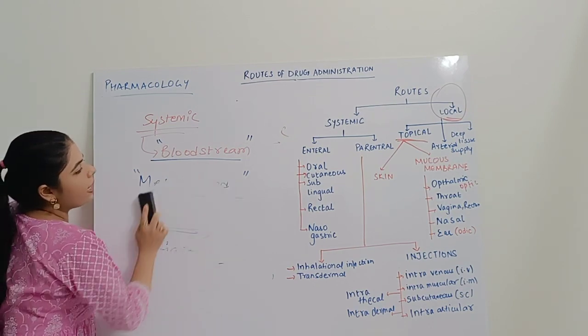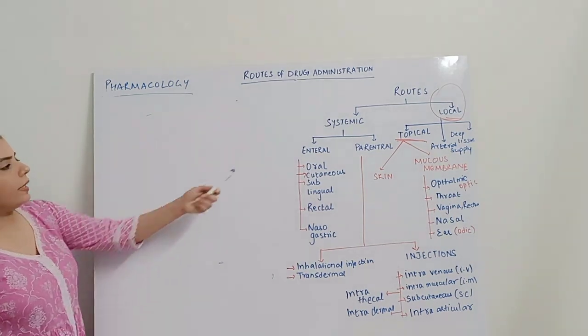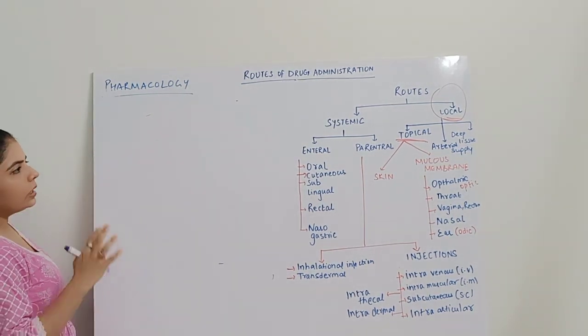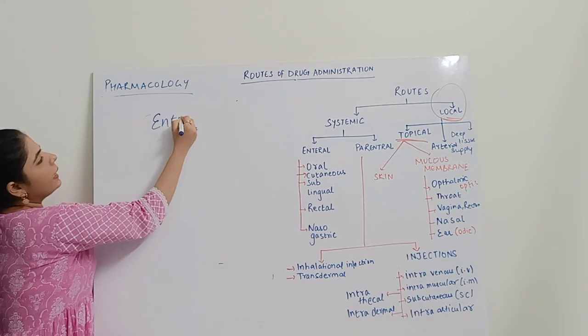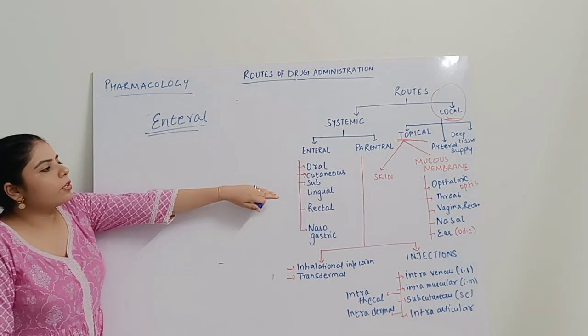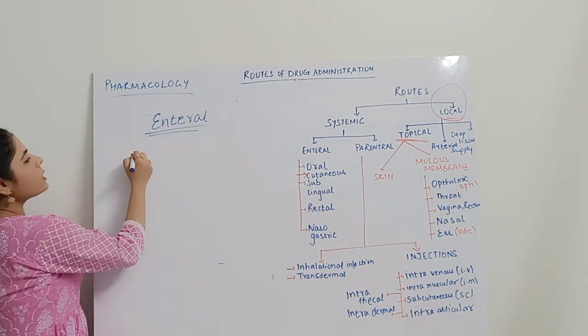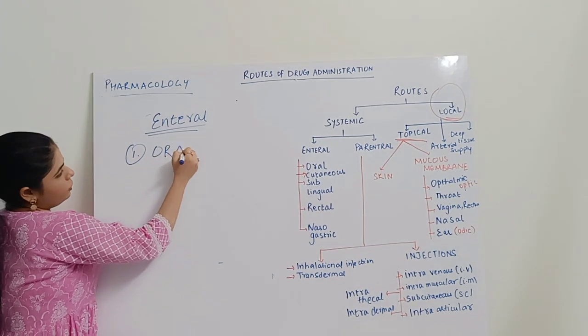So clearing this off, we have systemic route of circulation. In systemic route of circulation, we have either enteral route or parenteral route. So let's first cover the enteral route. In enteral route, we have oral route of administration, cutaneous, sublingual, rectal and nasogastric. So let's first cover the oral route of administration.